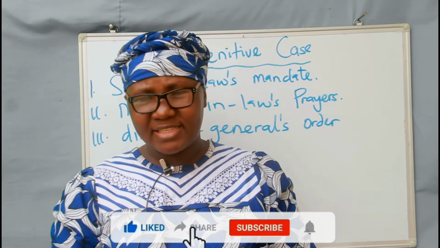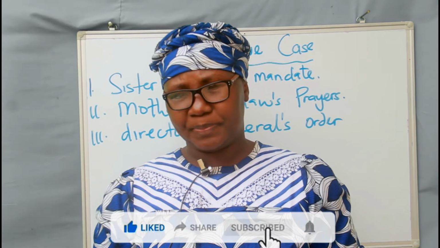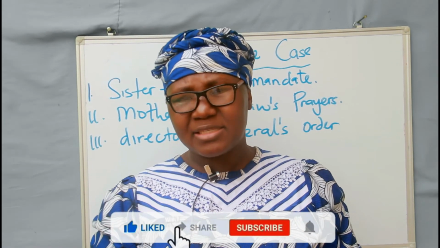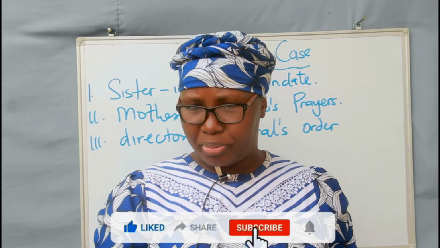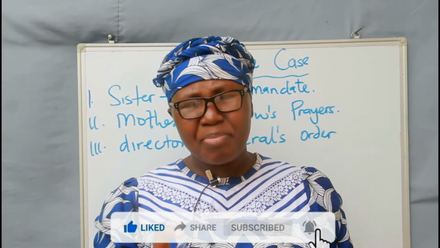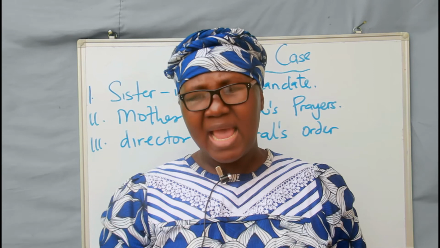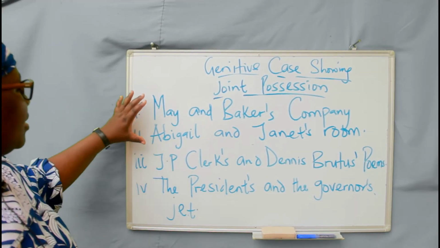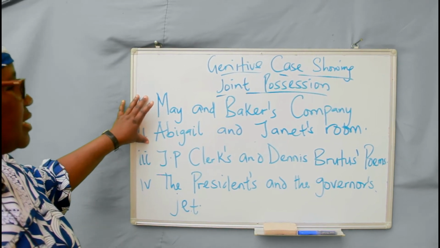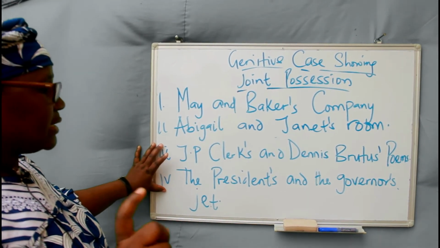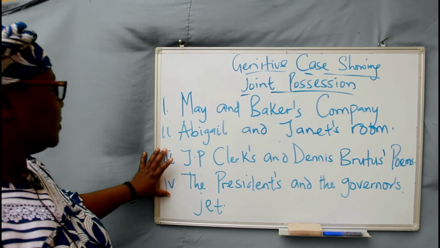If the genitive case indicates joint possession, the apostrophe and an S is added to only the last word of the pair or group, but where it denotes separate possession of things by two or more persons, add the apostrophe and an S to each of the nouns. Let's take some examples. In these examples, the first two signify joint ownership, joint possession, while the last two indicate separate possession. Let's take them.